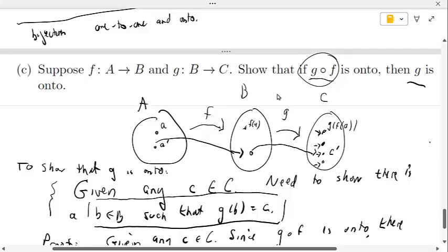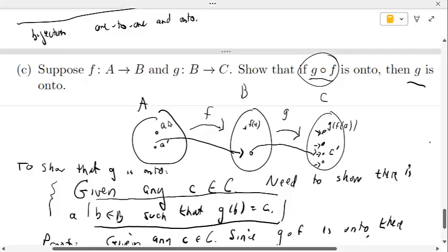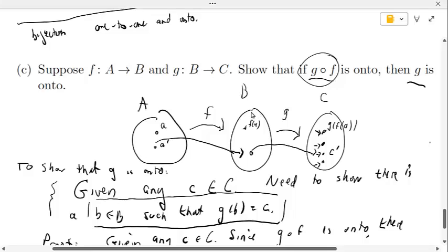Now what do we know? We know G composed F is onto. So we know we can get from the set A to every element of C. Now, this property shouldn't be surprising, because to get from A to C, you have to pass through B. So if you can get from A to C, you should certainly be able to get from B to C. So that's the idea. And that's the strategy.